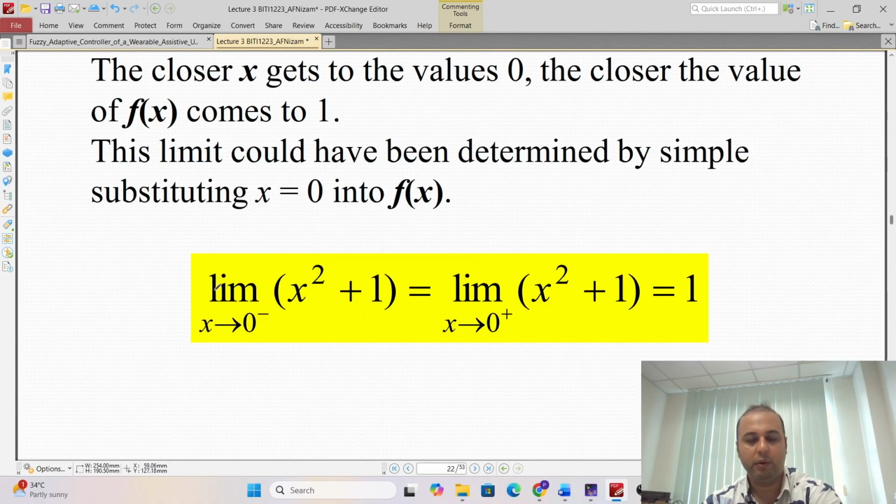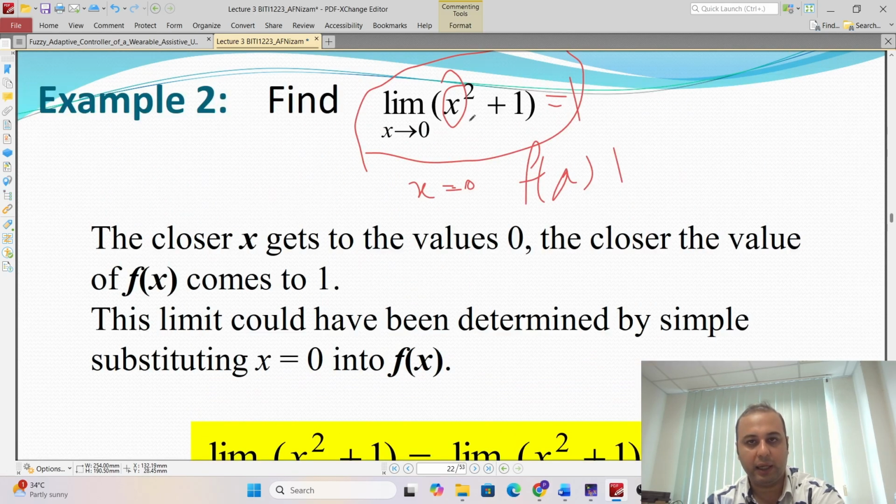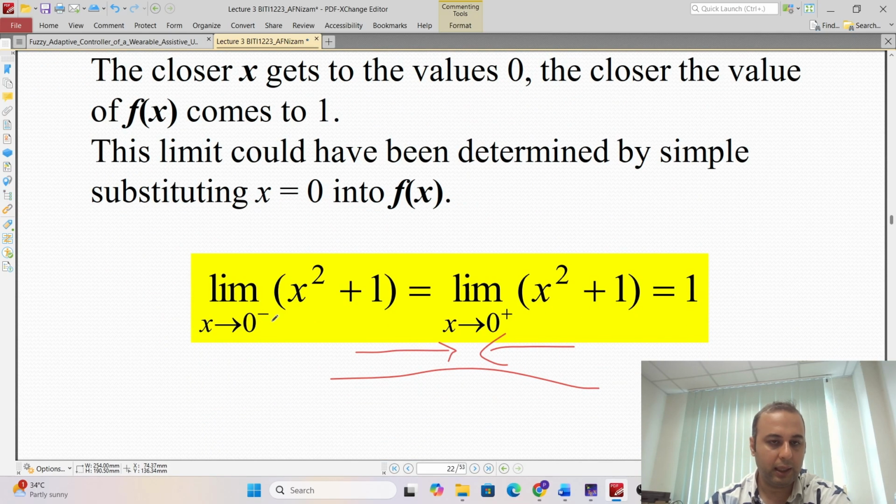So if you say minus 0 or positive 0, from left or from right, it's equal to 1. So in this condition, x² plus 1 is a function whose limits from the negative and positive sides are equal to 1. So we can say the limit exists.